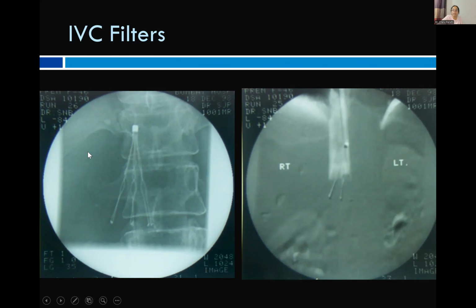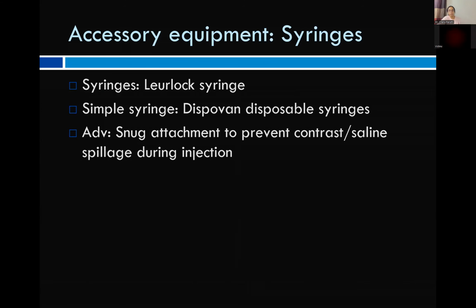So various complications can occur, and sometimes when they're left for a very long time, they themselves can become thrombogenic and cause IVC thrombosis at the site of placement. Then other accessory equipments are syringes. The syringes which are used for vascular procedures are usually Luer-Lock syringes.